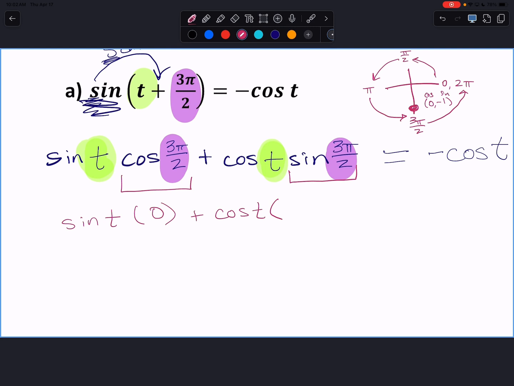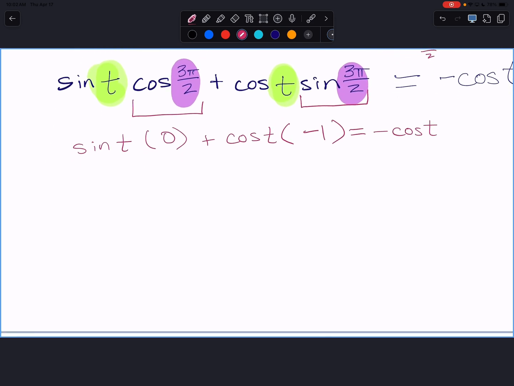I'm going to plug in negative 1. And we're trying to verify that it equals negative cosine of t. So 0 times sine is just 0. And then negative 1 times cosine of t is negative cosine of t. And 0 minus cosine of t is just negative cosine of t.